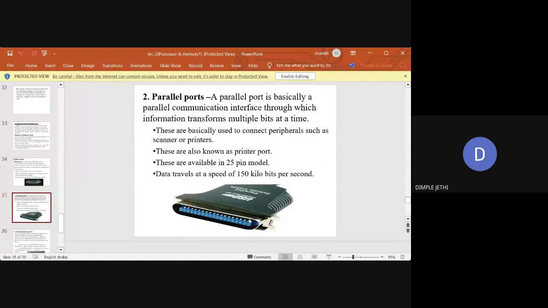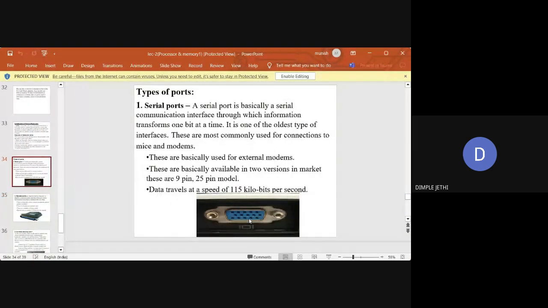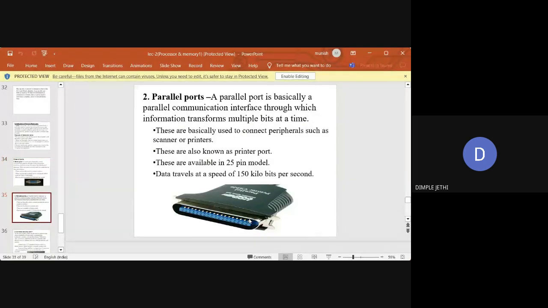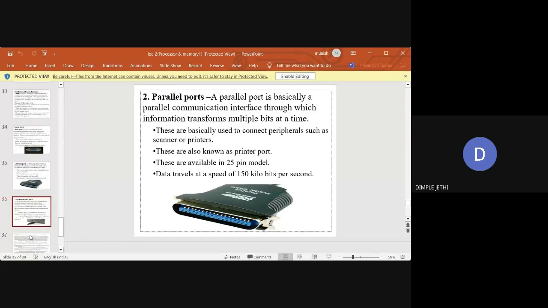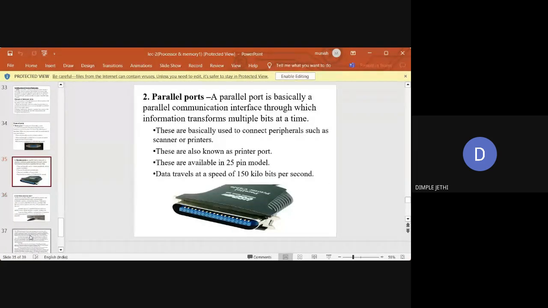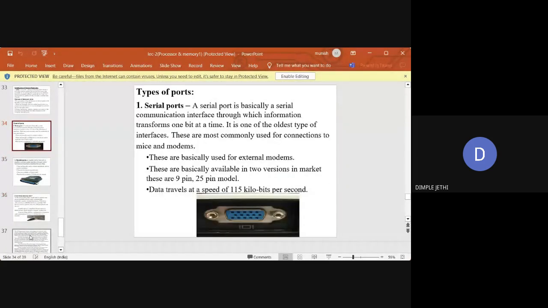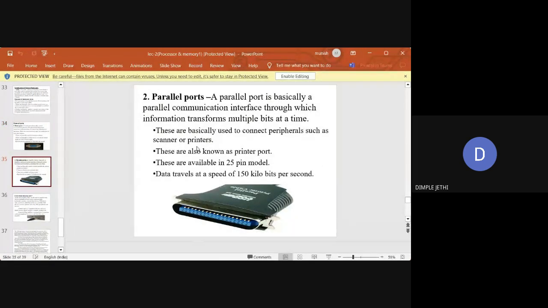Next is your parallel port. Parallel port generally has a 25 pin model, and they are used for printer ports, scanners or printers. Parallel means multiple bits transferred at a time, and serial means they transmit one bit at a time. That's also what I have mentioned here: one bit at a time, or parallel means multiple bits at a time can be transferred.